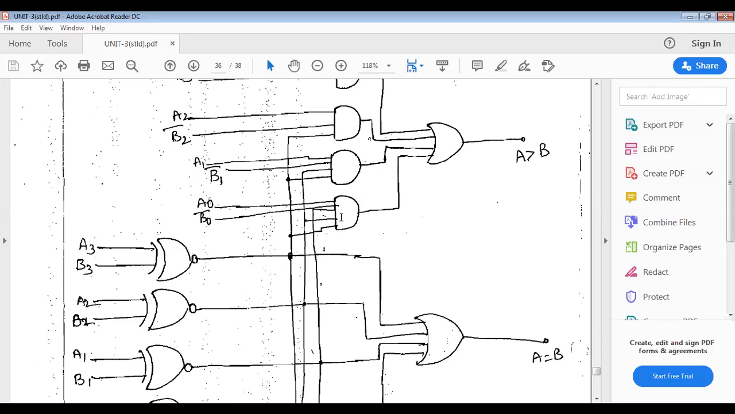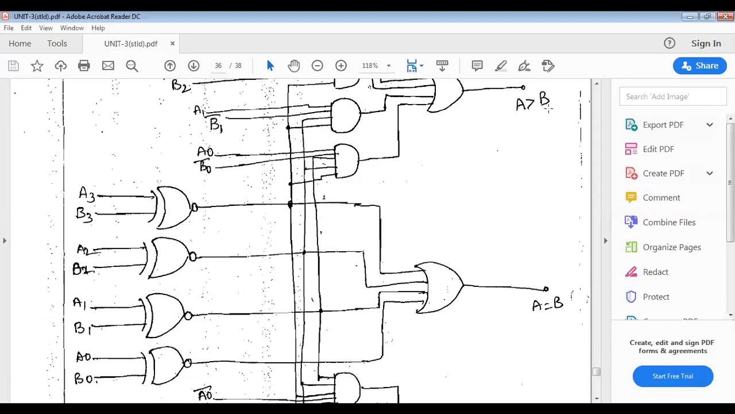And the last AND gate has five inputs. The first two inputs are A3, B3, the second is A2, B2, the third is A1, B1, and the last input is A0 and B0 bar. So we get A greater than B.